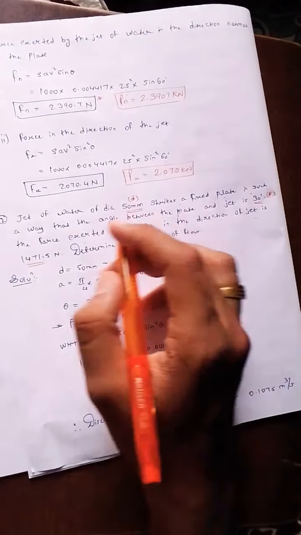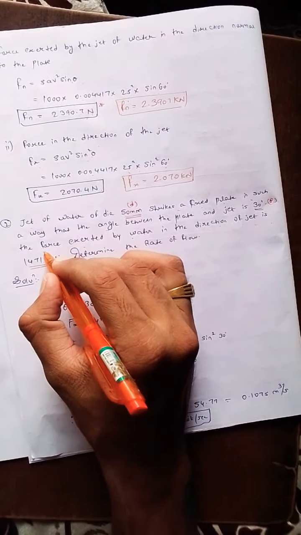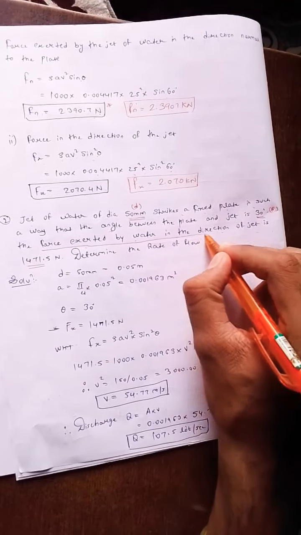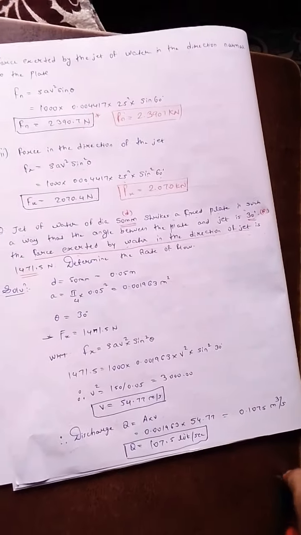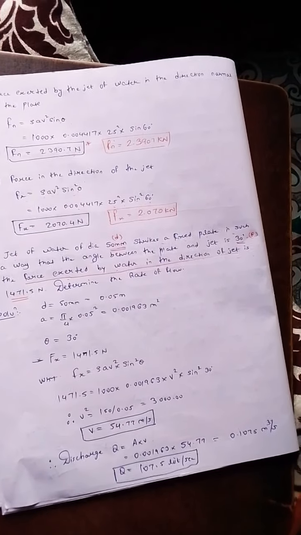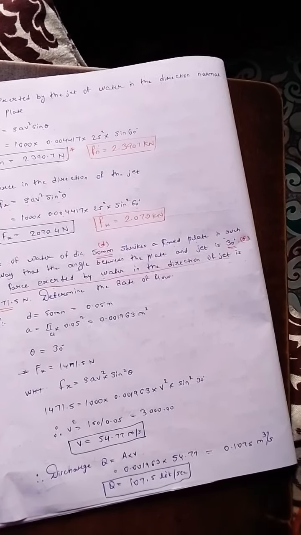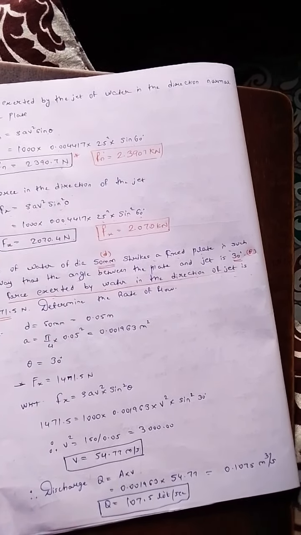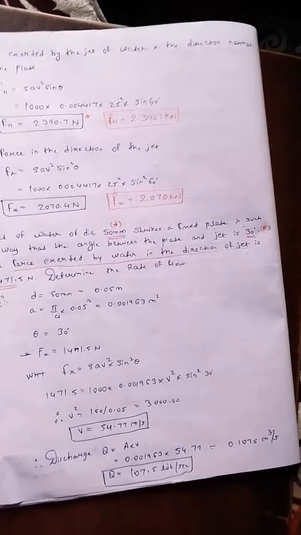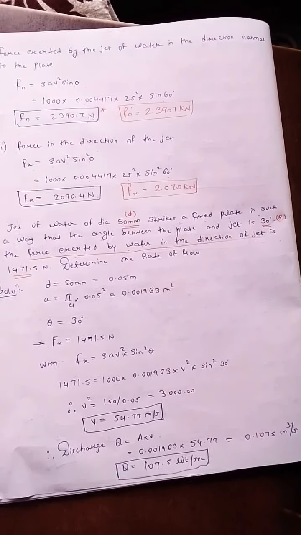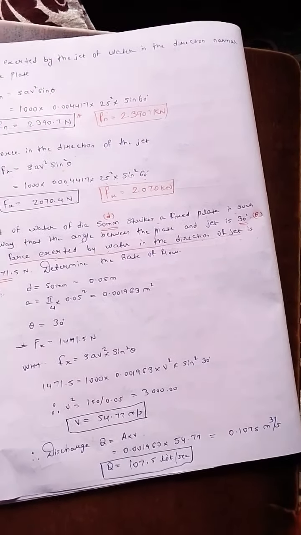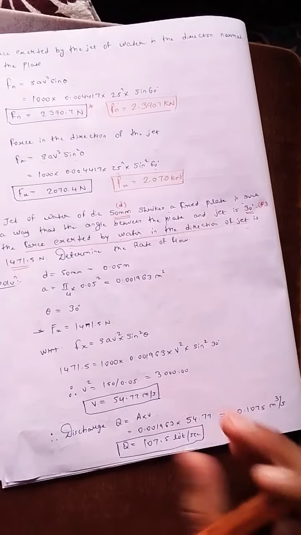First of all, you should understand that they have clearly given the statement that force exerted by the water in the direction of jet. If they are giving in the direction of jet, what does it mean? Obviously they are telling about the Fx, correct? In the direction of jet. So this statement clearly states that 1471.5 is the value of force Fx, correct?